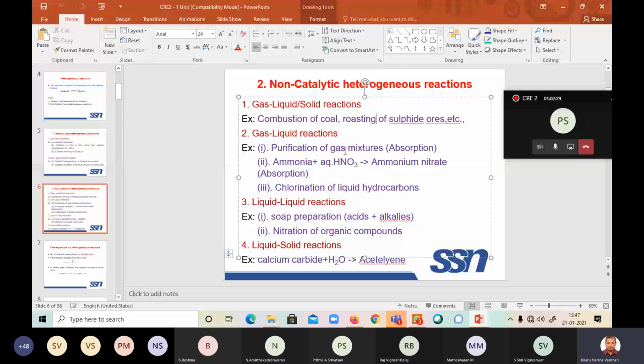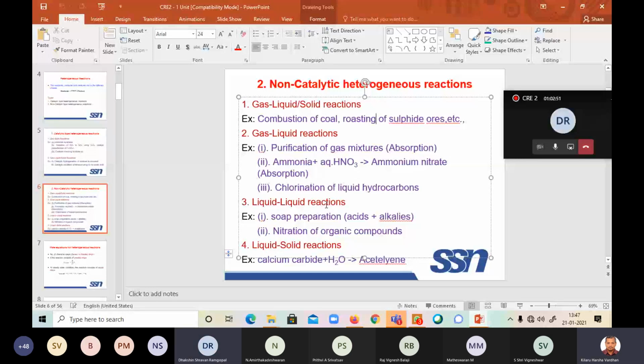Non-catalytic heterogeneous reactions. I gave different combinations here. In the book, if you see, a lot of examples will be there. Please go through those examples, right? So this is liquid solid, liquid, gas liquid or gas solid, right? So some different combinations.